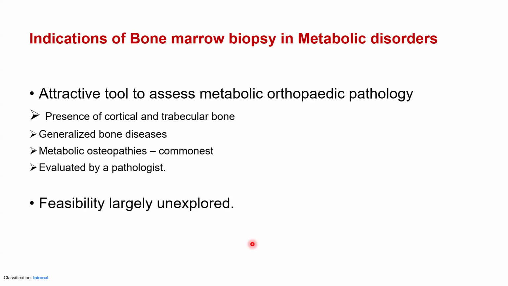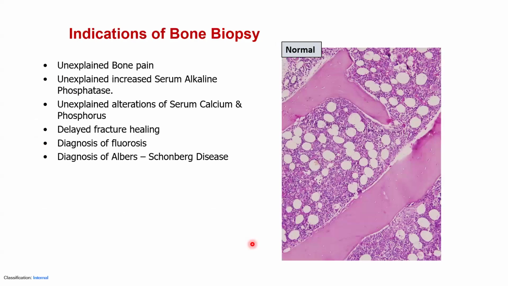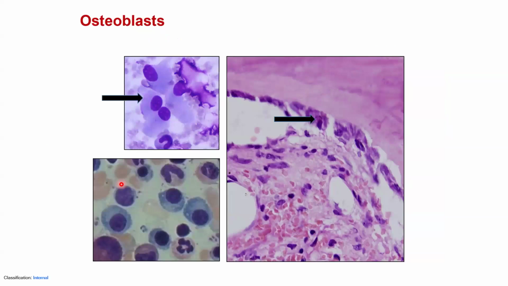And processing also is an art, and regular decalcification cannot be performed on suspected cases of metabolic bone disorders, wherein it disturbs the pathology and it cannot be identified. So sometimes bone biopsy can be done for unexplained bone pain where there is increased serum alkaline phosphatase, alterations of serum calcium and phosphorus, delayed fracture healing, and other conditions like fluorosis and Albers-Schönberg disease.